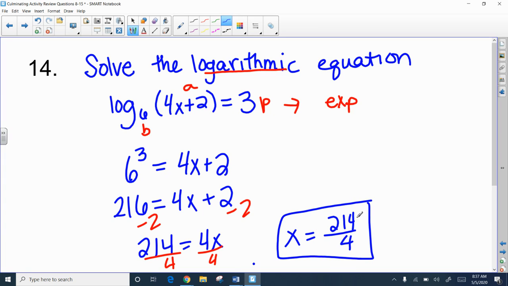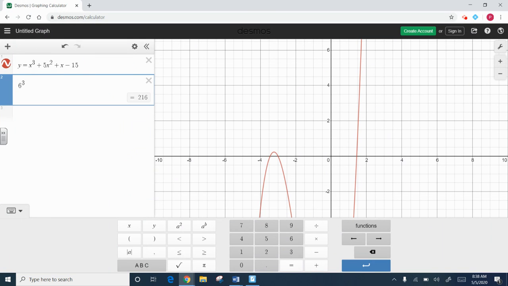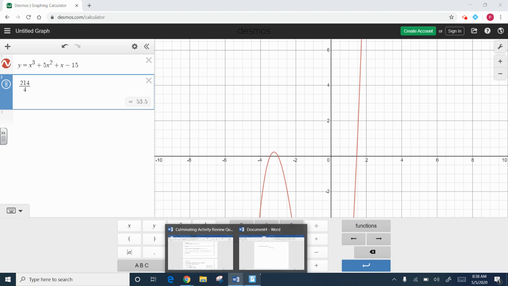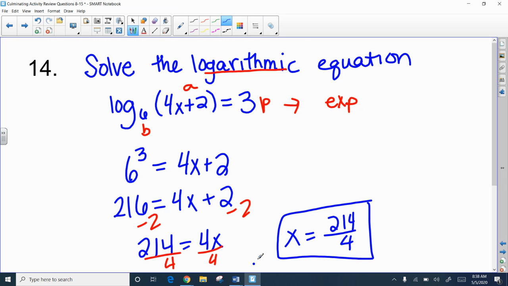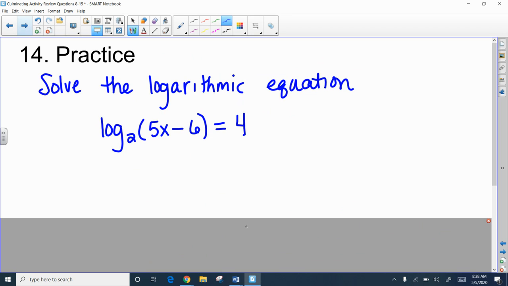Most likely our answer will be written like that as a fraction, but you can also divide it and get a decimal answer if your answers were given in decimal form. So 214 divided by 4 is 53.5. Let me open the right thing. All right, now it is your turn to try one. So solve this equation.